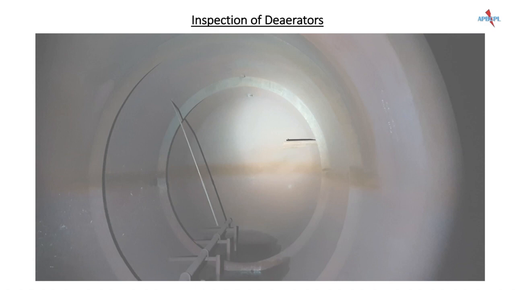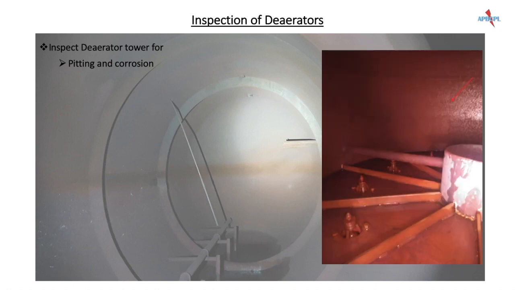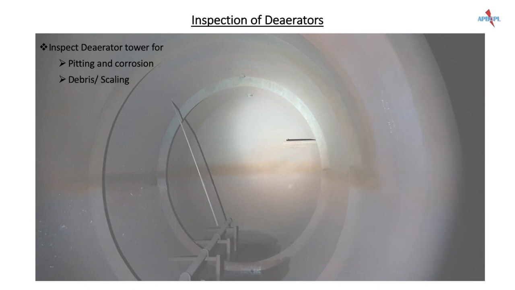Inspect Deaerator tower for pitting and corrosion in the tray box and water manifold, as these areas have more oxygen from the feed water. Debris or scaling could get accumulated, as sometimes feed water could be contaminated with suspended impurities, or due to the corrosion of the tower metal itself. Metal loss could occur due to excessive corrosion or erosion due to flowing water. Condition of outside thermal insulation and cladding.